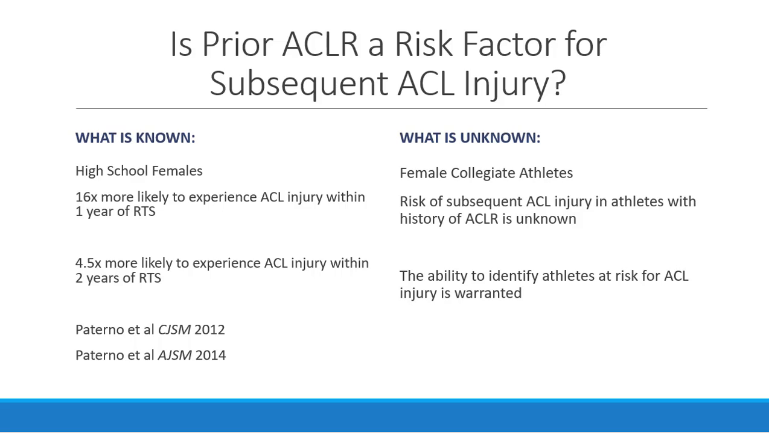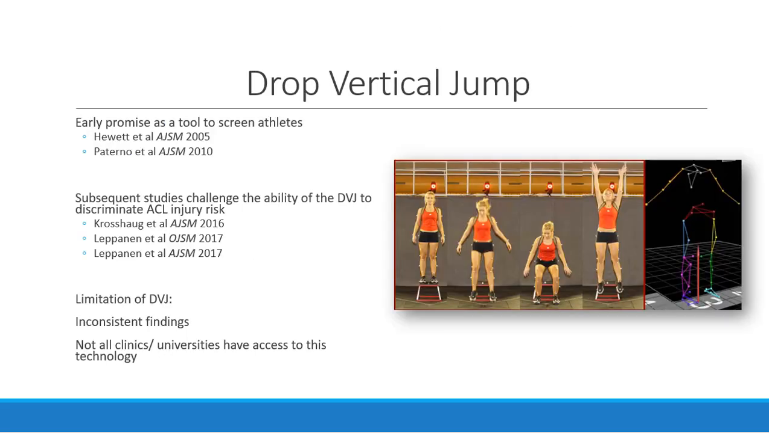So, the ability to identify athletes at risk for ACL injury is warranted. What kind of tools or screening strategies have been used to identify athletes at risk for injury? One tool is the drop vertical jump. The drop vertical jump, as illustrated here, involves an athlete dropping off of a 1-foot box onto the ground and then jumping up. It has shown early promise as a tool to screen athletes. However, subsequent studies challenge the ability of the drop vertical jump to discriminate ACL injury risk.